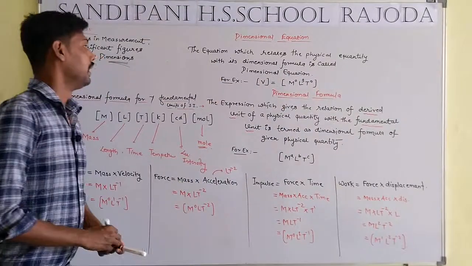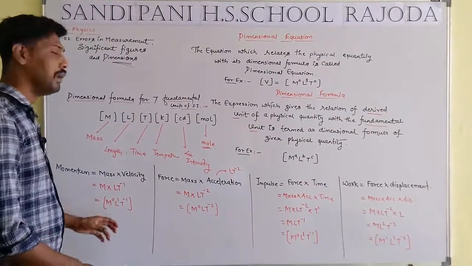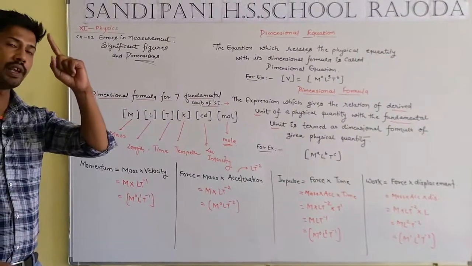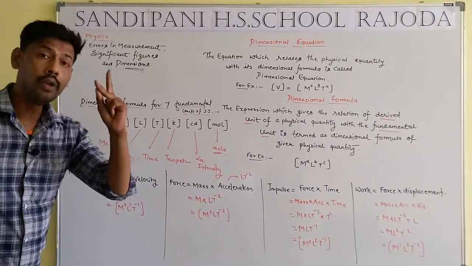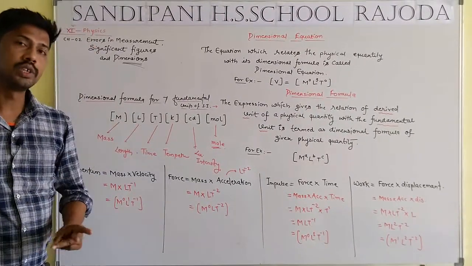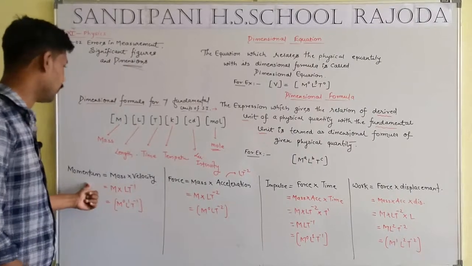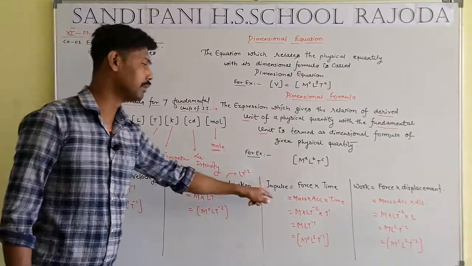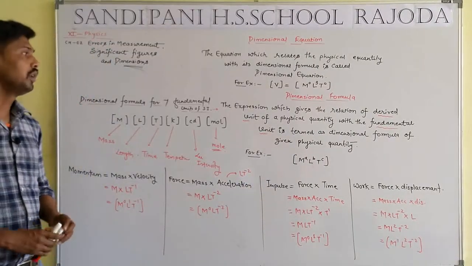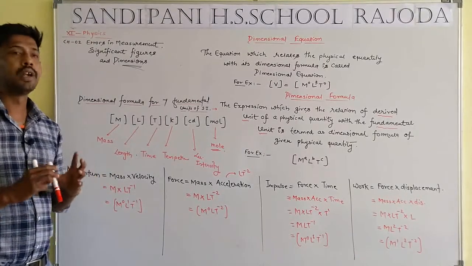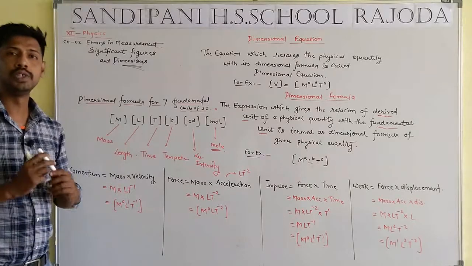Here we have seen many examples related to the dimensional formula. First example, area. Second one is the volume. Third one is the velocity. Fourth one is the acceleration. Fifth one is the force. Then momentum, again force, impulse and work done. I hope students you got the proper trick to find out the dimensional formula of a physical quantity.